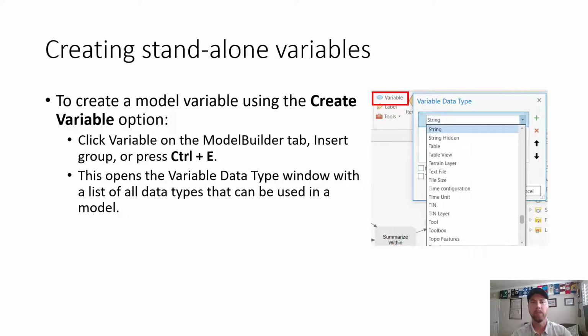So how do we create standalone variables? To create a model variable or standalone variable using the create variable option, you'll see in the ModelBuilder tab, when you have ModelBuilder open, there's a ModelBuilder tab that is a contextual tab that will be open. In the insert group, you will see this variable button, and that will bring up the variable data type window. You can also press Control E, and that will also bring up the variable data type window. This opens the variable data type window with a large array, a drop-down menu of multiple types of variables that you can choose.